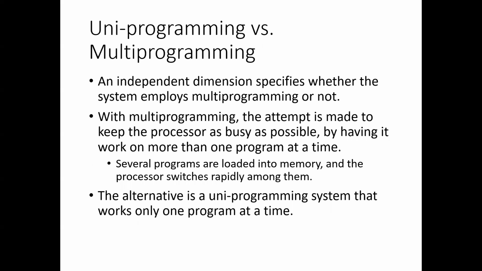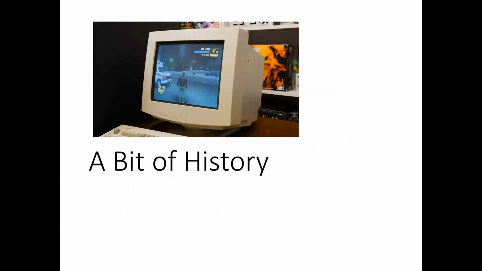Another way of categorizing operating systems is uniprogramming versus multiprogramming. This specifies whether it employs multiprogramming or not. With multiprogramming, the attempt is made to keep the processor as busy as possible by having it work on more than one program at a time. With uniprogramming, you only have one program active at a time. We'll see some of the drawbacks to uniprogramming.